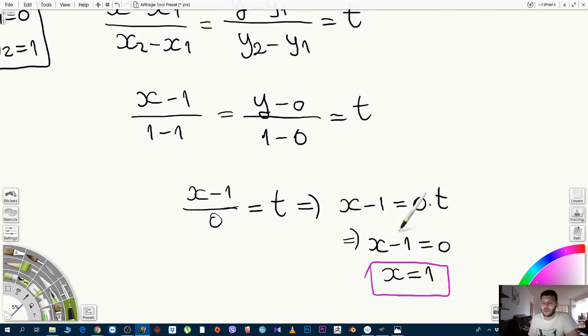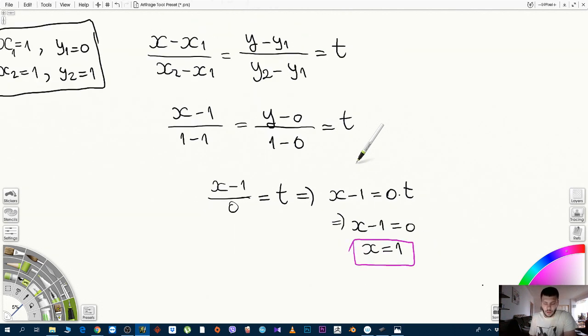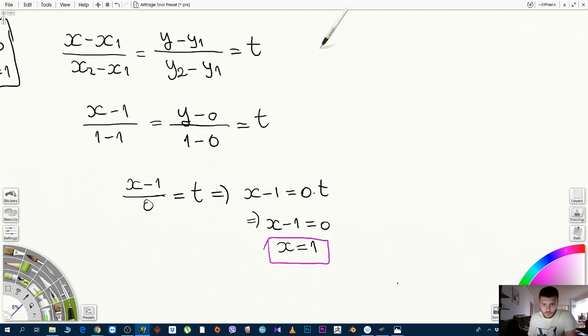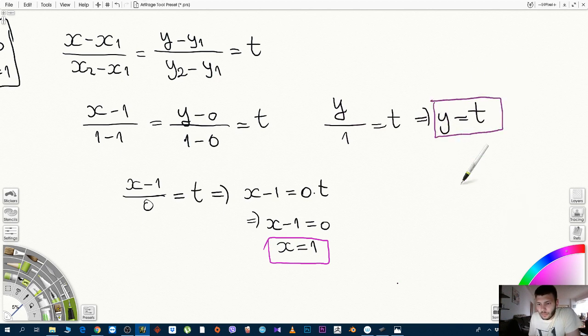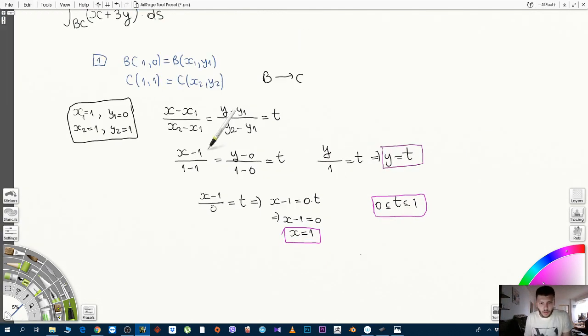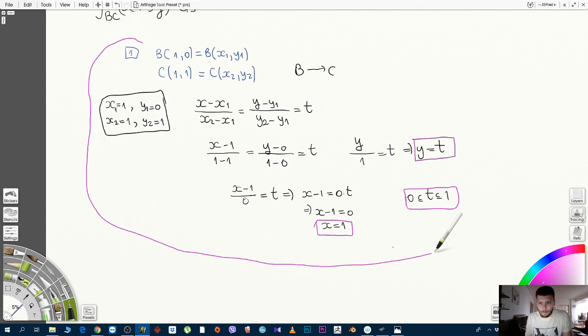So we have parameterized x. Now let's do the parameterization of y. y over 1 is equal to t. Oh, that was easy. y is equal to t. And t goes from 0 to 1. I should write that here, but whatever. That was our first step.